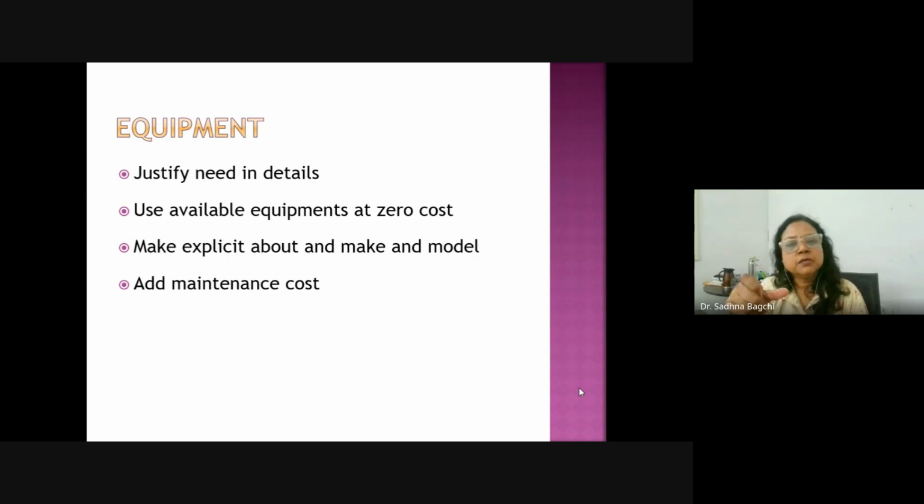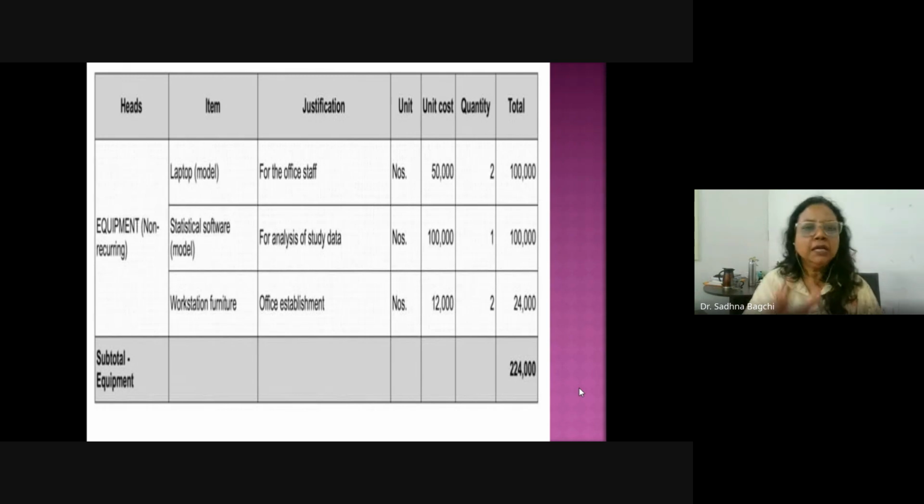Make explicit the make and model, and add maintenance costs also. If anything requires maintenance, for example 2 months of maintenance in a period of 1.5 years, then you have to mention the maintenance cost also. This is the project specimen for the equipments also. In this manner you have to prepare the equipments budget, because this budget is a major part of the proposal. So you have to scrutinize it very carefully and be very clear on all the facts relevant to the budget.